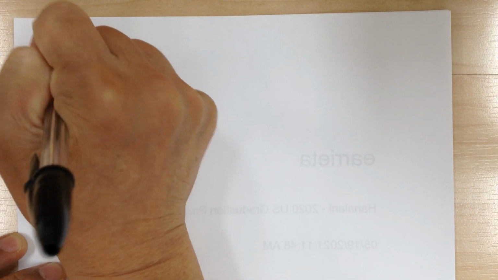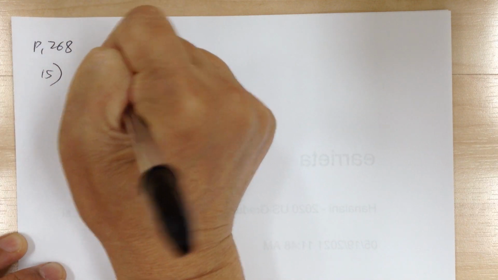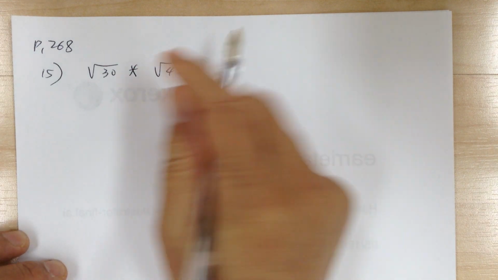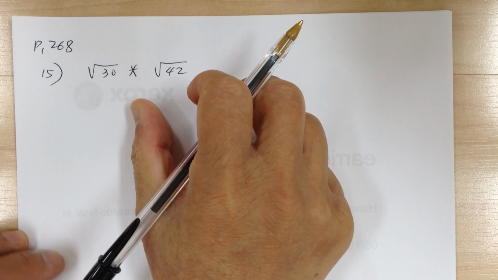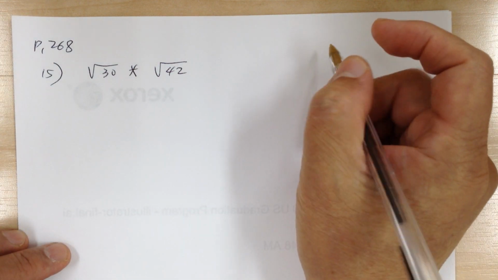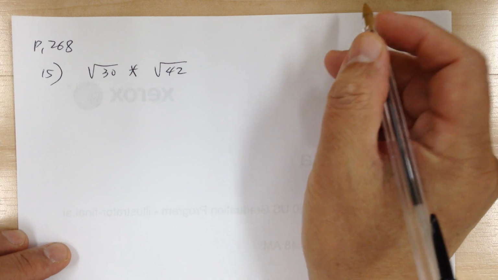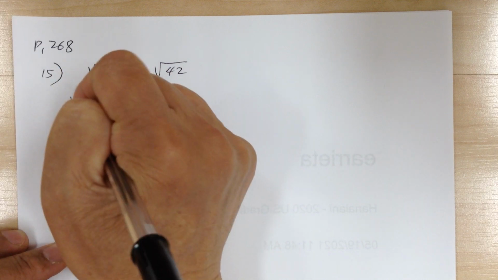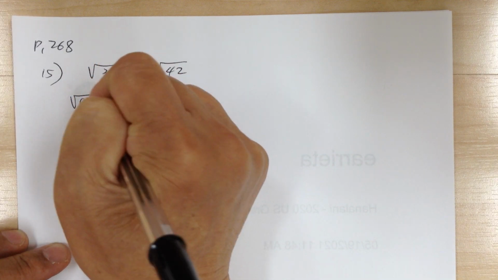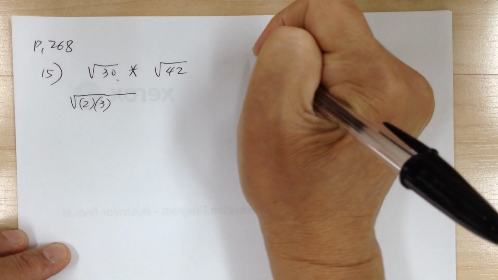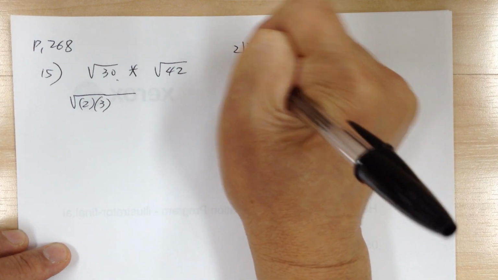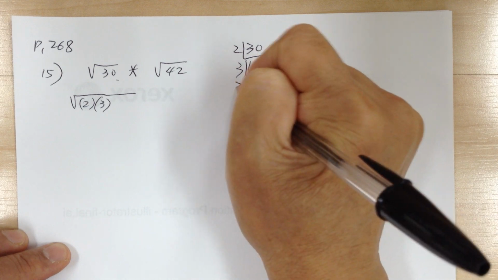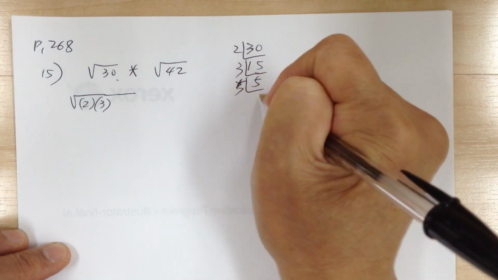Okay, number 15. You got square root of 30 times square root of 42. Now, instead of multiplying into a huge number and then reducing, sometimes it's a little bit easier if you just go ahead and break down into parts. So 30, you can break down into 2 times 3. So this is what you do. You get 30 divided by 2, you get 15, divided by 3, you get 5, divided by 5, you get 1.